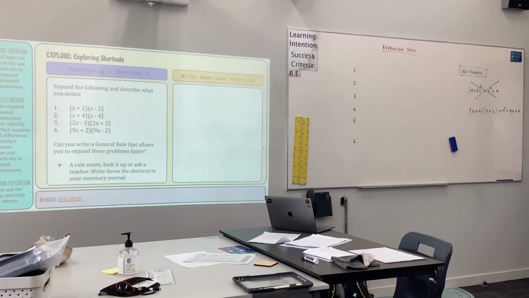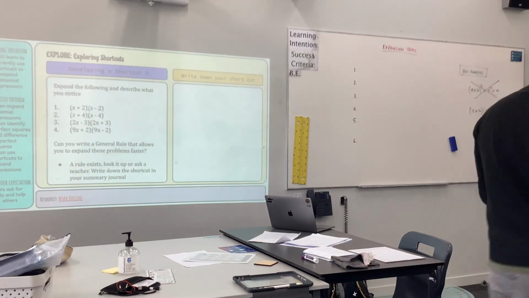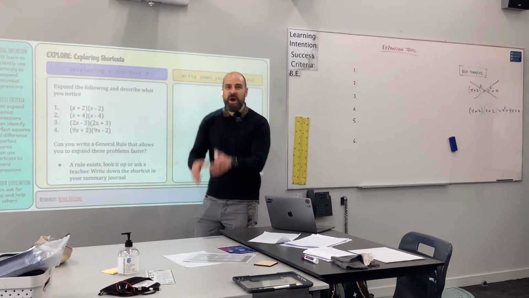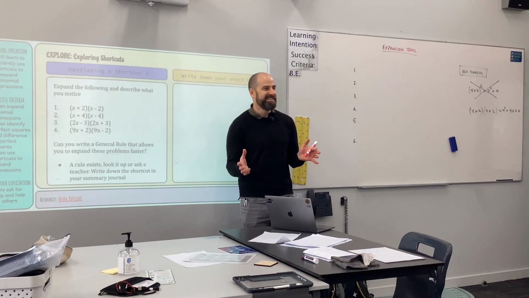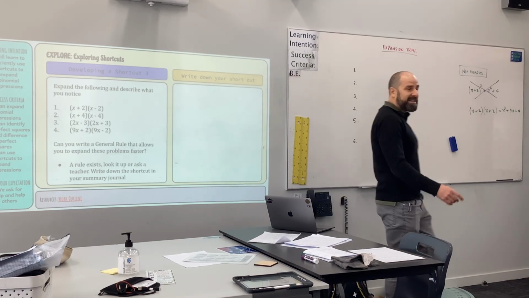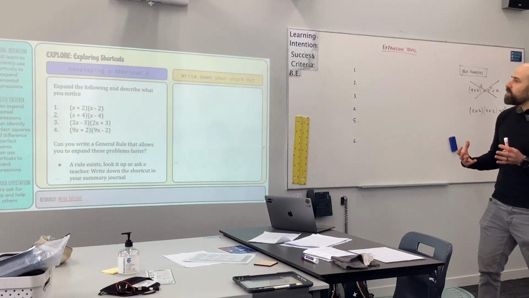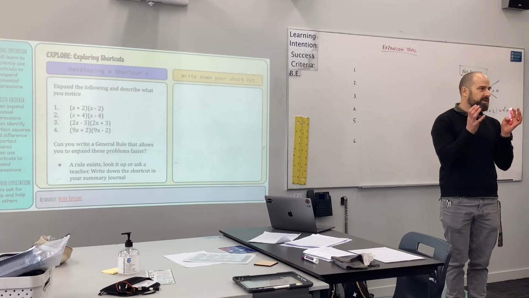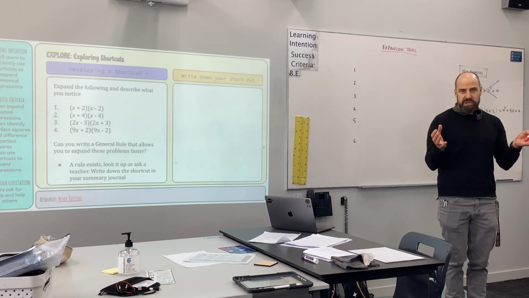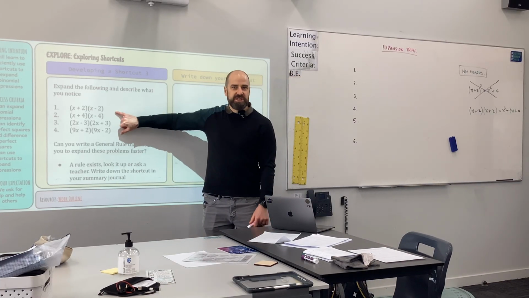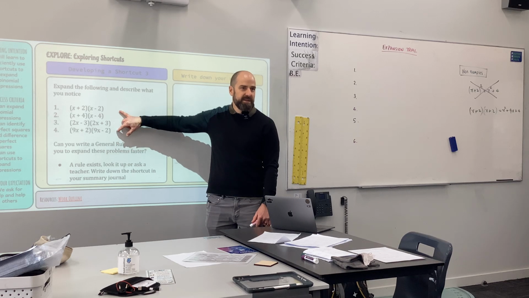What did you notice when you expanded these brackets? Some of the numbers cancelled each other out. Which numbers cancelled each other out? The coefficient of x, and I love that you're using the correct language there, that's perfect. What we found when you expand these questions is that every time, that middle term, that term with an x in it, always cancels out.